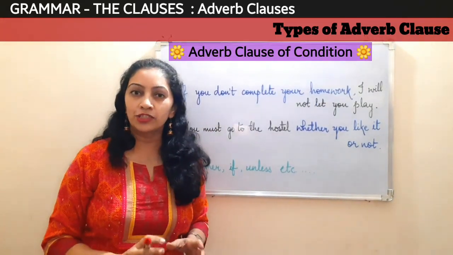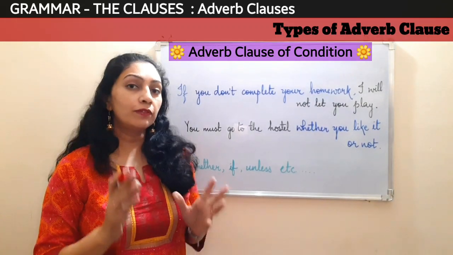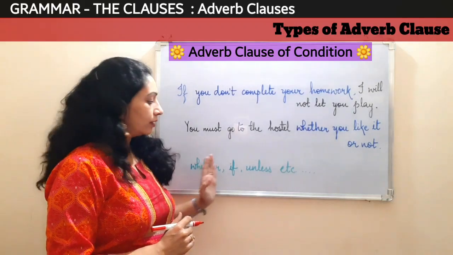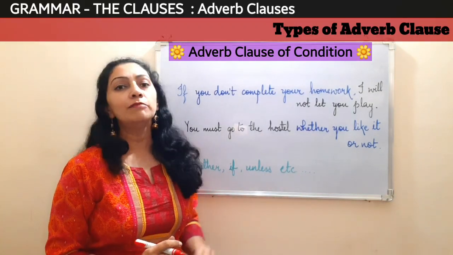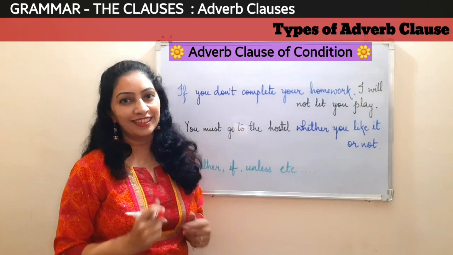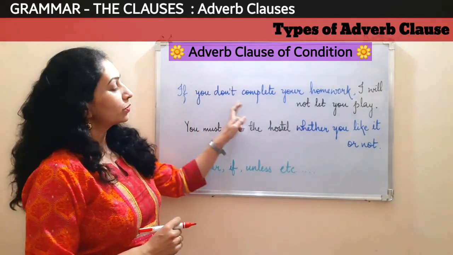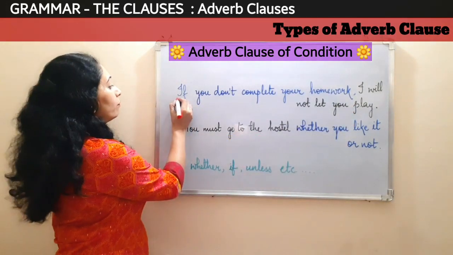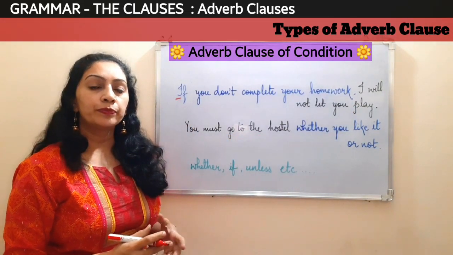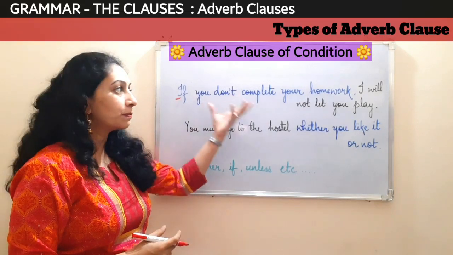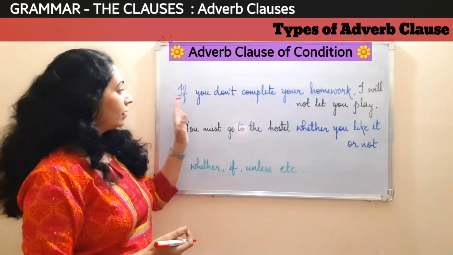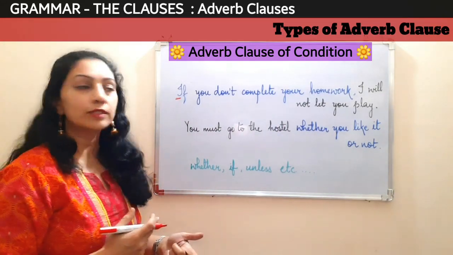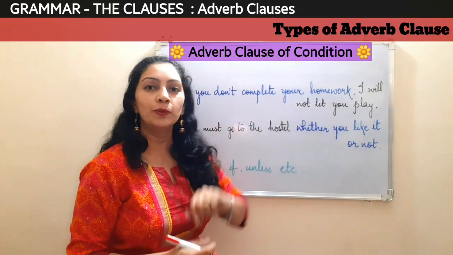For every condition, there is always a result. And when we use adverb clause as a condition by using conjunctions like whether, if, unless, etc., it becomes adverb clause of condition. Look here, if you don't complete your homework, I will not let you play. So here, if becomes the conjunction of adverb clause which expresses a kind of condition. If you don't complete your homework is a condition. And what will be the result of this condition? I will not let you play.